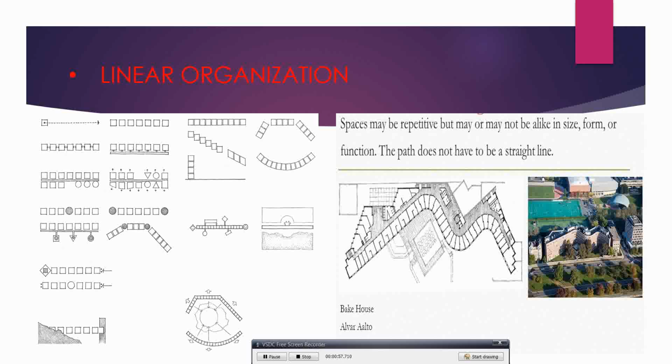So linear organization, spaces may be repetitive but may or may not be alike in size, form, or function. The path does not have to be a straight line. Basta it's linear, dire-diretso, but different shape. Pwede. Ito yung examples of linear organization.